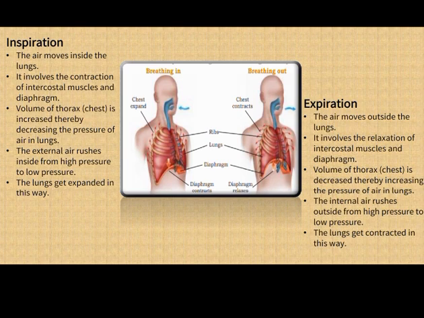In this case, when your intercostal muscles relax, the volume of the thorax decreases, thereby increasing the pressure of air in the lungs, so the air now moves from high to low pressure. In the lungs the pressure is high, so the air moves from the lungs to the outside. The internal air rushes outside from high pressure to low pressure. The lungs get contracted in this way.